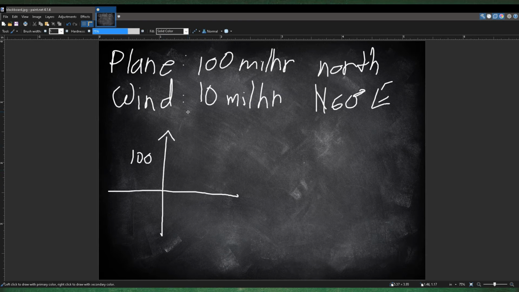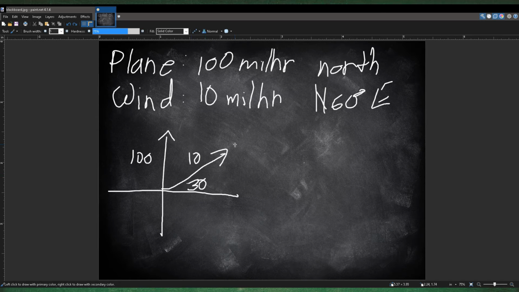And we have a wind that's moving 10 miles per hour, north 60 degrees east. So if this is 60 degrees east, that means the other side must be 30 degrees. So this is 30 degrees, and this is going at 10 miles per hour. This is the wind, this is the plane. Now we just have to find the combined speed together.